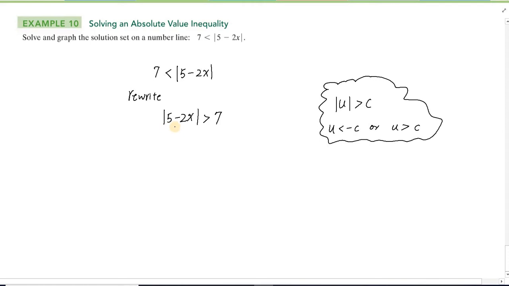So there's a whole thing in the middle. 5 minus 2x is my u. So that means I'm going to have 2 inequalities. Okay, we're going to have 5 minus 2x less than negative c, which is negative 7. Or we're going to have 5 minus 2x greater than c. In this case, c is 7. So let me highlight this. Hopefully that'll help you. That's why I can rewrite this into 2 inequalities. Once we have this, the rest is straightforward.